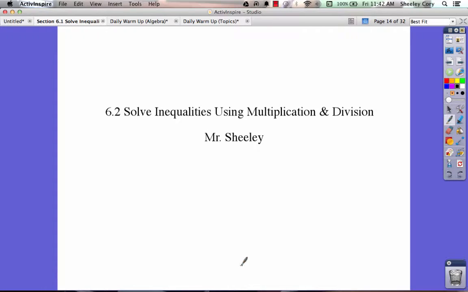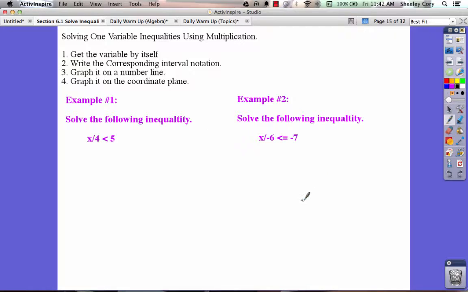Okay, today's lesson is going to be over solving inequalities using multiplication and division. So before we solved inequalities using addition or subtraction, now we're going to use multiplication or division.